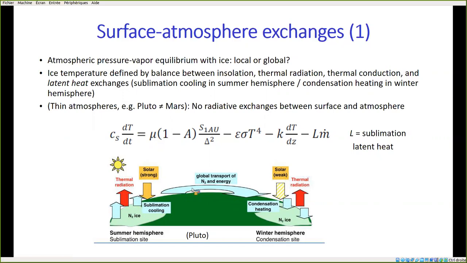And as this is shown here in the example of Pluto, there is a global transport of volatiles and energy from the summer hemisphere to the winter hemisphere, or also from the day side to the night side. So this is the essential idea of volatile transport models. And of course, an important question is whether the latent heat exchanges affect or not appreciably the temperature budget of the surface. And this is primarily determined by the comparison of the latent heat term to the radiative term.